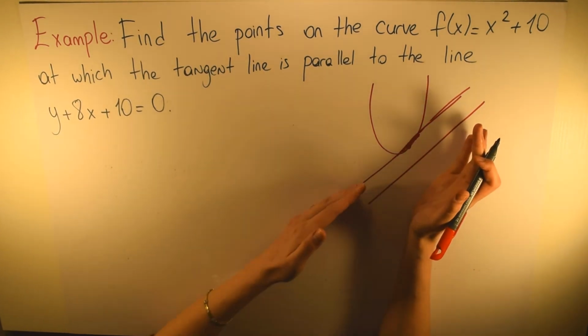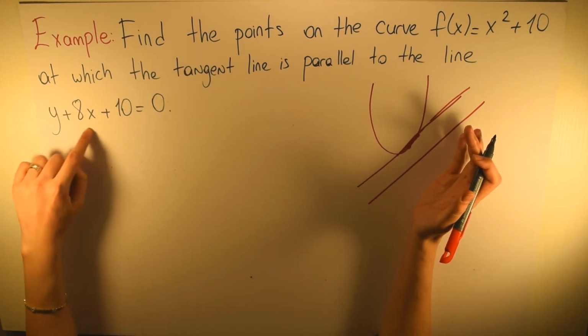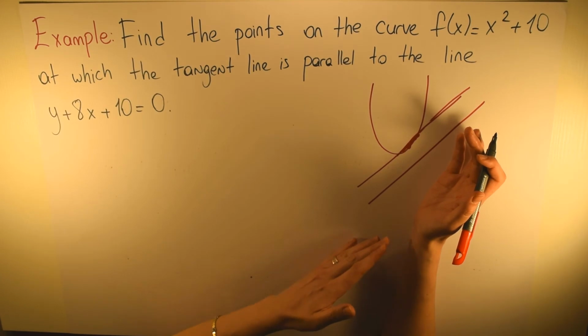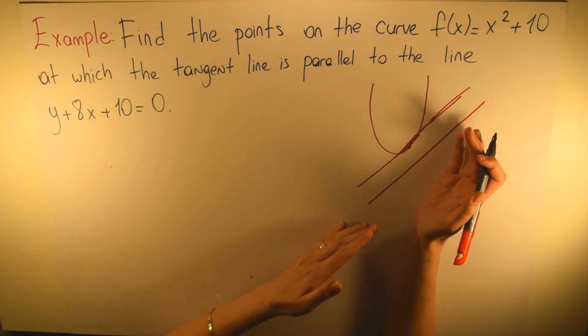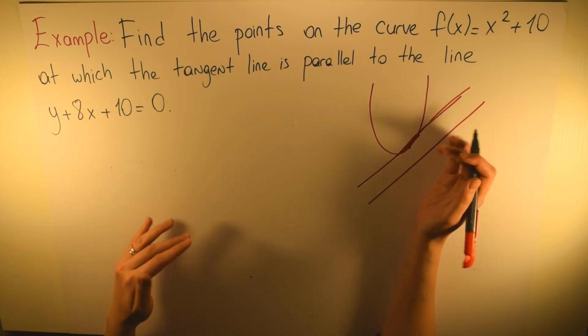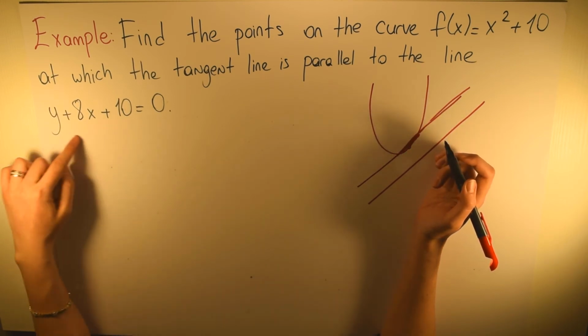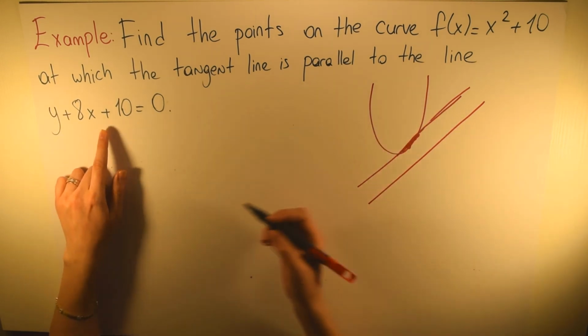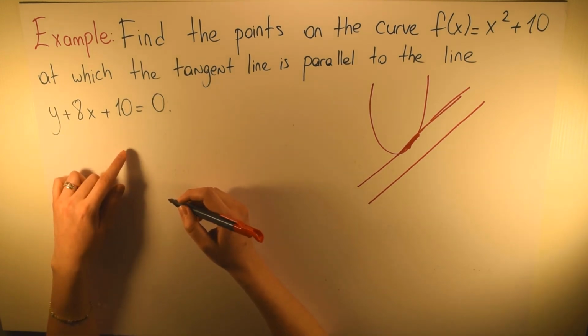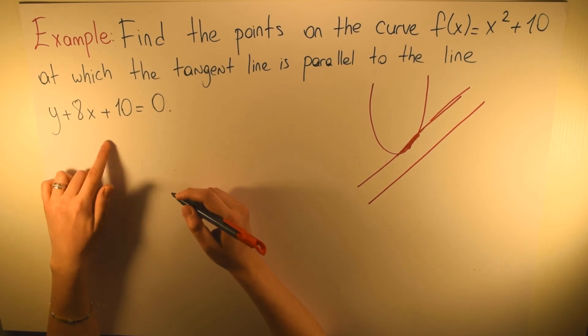So these two lines, our tangent line and this line, are parallel to each other. If they are parallel to each other, it means that their slopes are the same, okay? So how can we find the slope of this line? This is very simple. We leave y alone, and the coefficient of x is our slope, right?